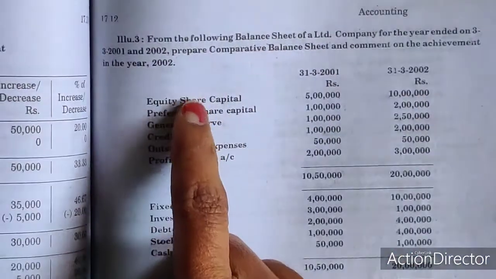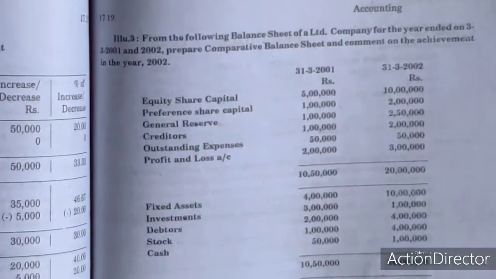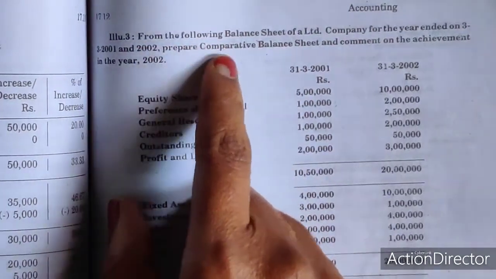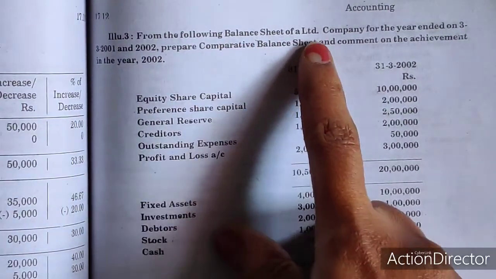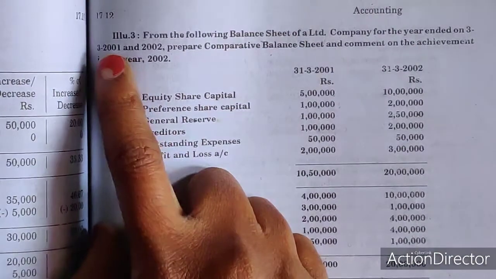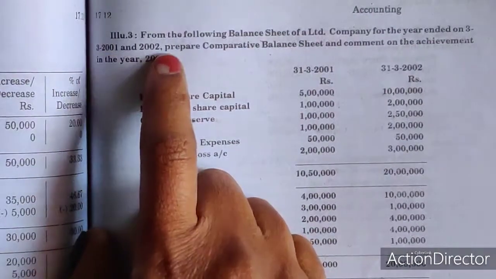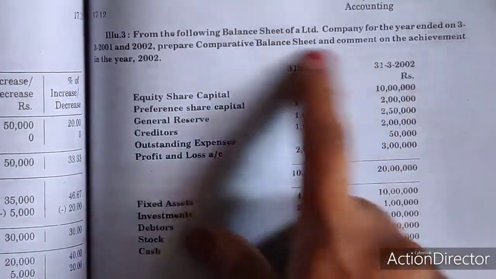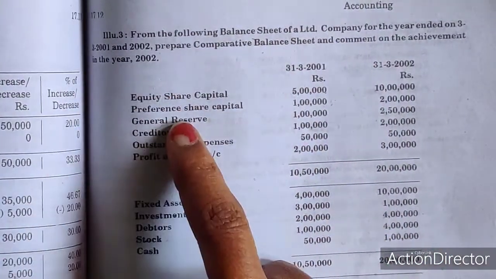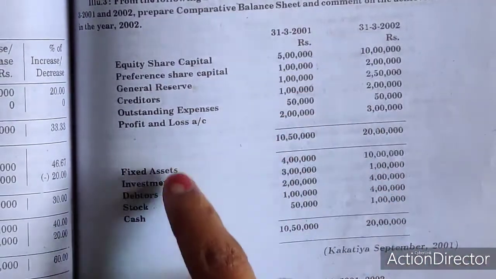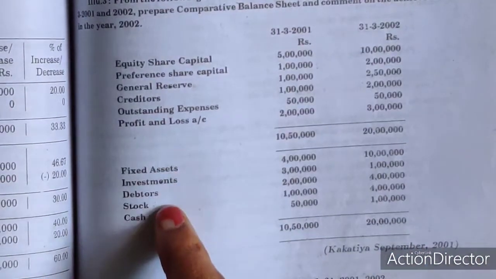So here we have another problem in which we will prepare the comparative balance sheet. From the following balance sheet of a limited company for the years ended 2001 and 2002, prepare a comparative balance sheet and comment on the achievement in the year 2002. So here we are given the balance sheet. This is the liability side and this is the assets side.